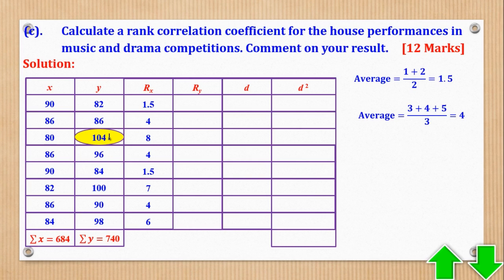Y, this is position 1, followed by this as position 2, followed by this as position 3, followed by this as position 4, followed by this as 5, followed by this as 6, followed by this as 7, and lastly this as 8. So we are done with the ranking.